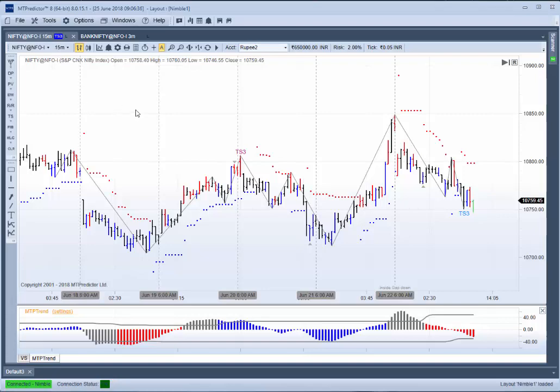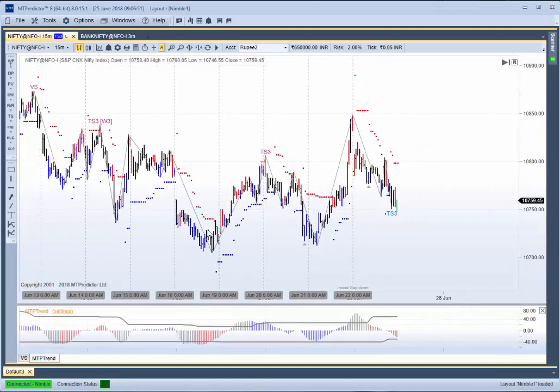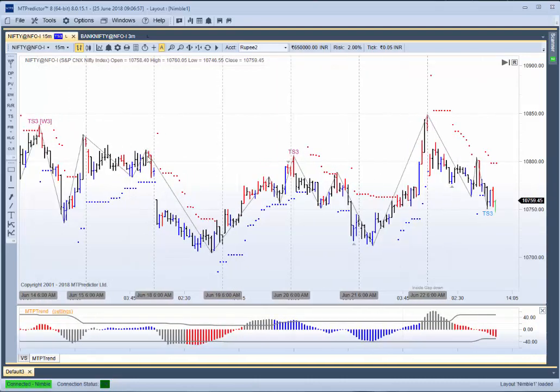So how do we use this? Well, we're looking for our DP support and resistance zones. So for this we use prior pivots. One of the prior pivots we use, and this is what we teach in our MTPredictor training webinars, is the last swing into the high or low. Now you can see if I zoom out, this was the last major low on the 15-minute Nifty. So this is the last swing down to the low.